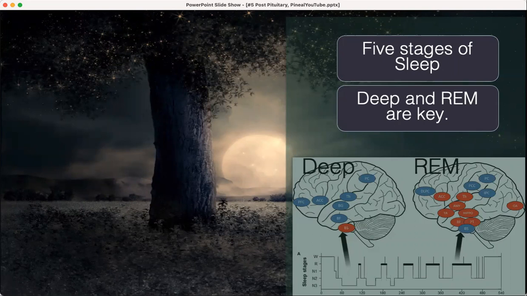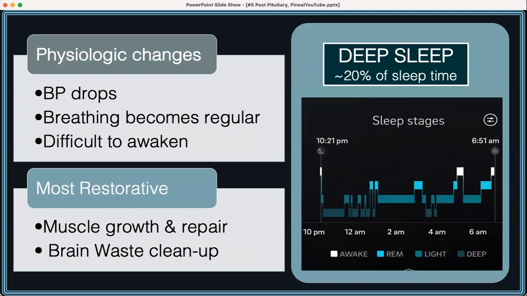Going on a little bit more about sleep, there are 5 stages of sleep, but the two most important to remember are the deep sleep and the REM sleep. And they're happening multiple times during the night. These sleep stages, you don't stay in deep for a long time. You stay in and out, deep, REM, deep, REM. So this is showing some of the sleep stages.